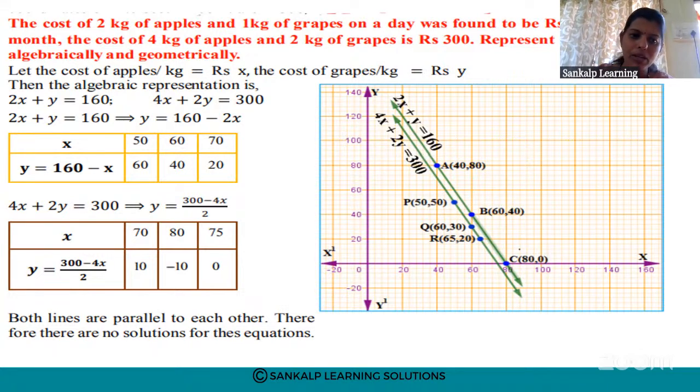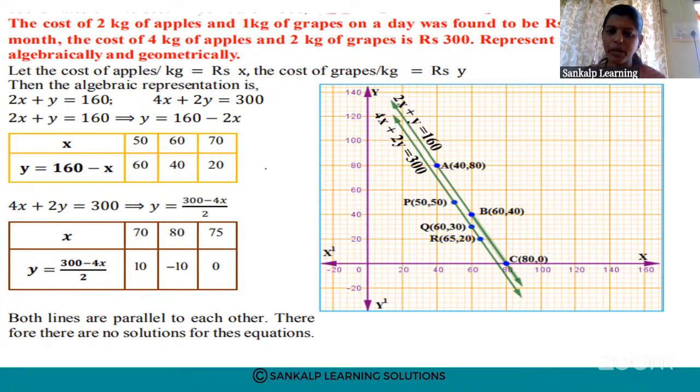That means plot one table for one equation and a second table for another equation. So this is the method to plot a graph. Okay, this question is for 5 marks. This we will solve in the next class.